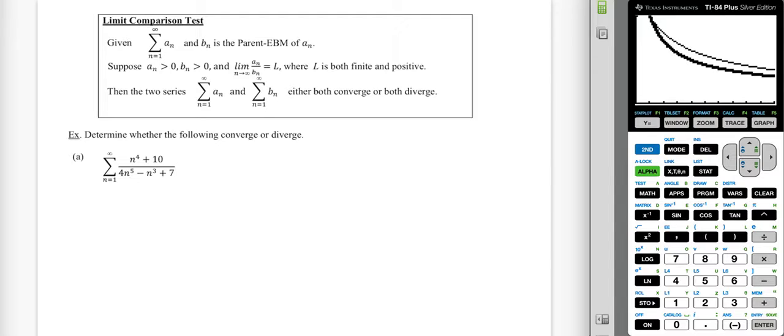of a sub n divided by b sub n, so that's a new component here, new idea, is equal to L. L has to be finite and positive, right? So it can't be infinite, it can't be some negative value, and it has to exist. Then the two series either converge or diverge, both, all right? So let's get a parent function.